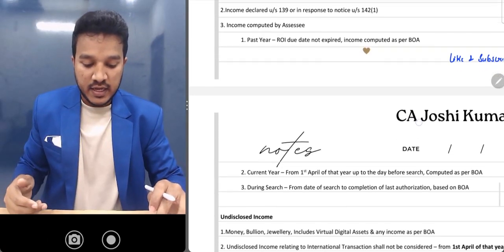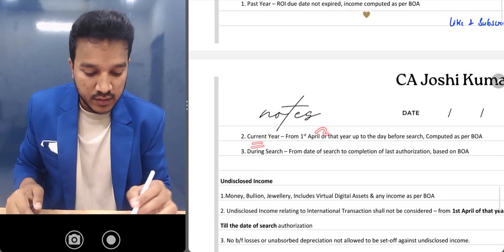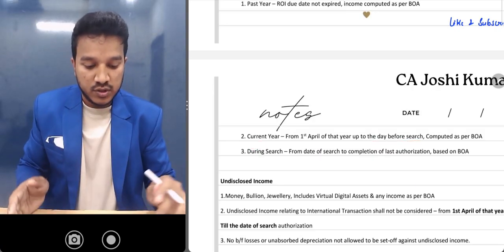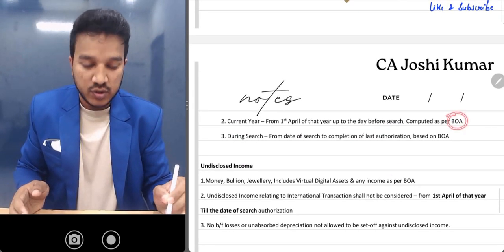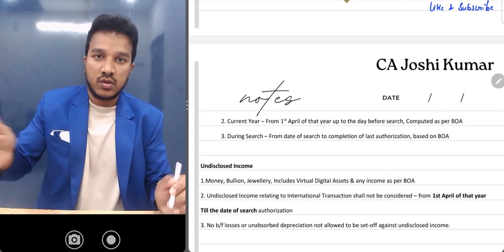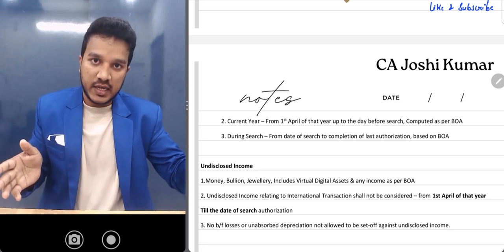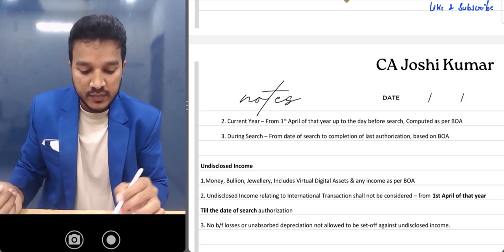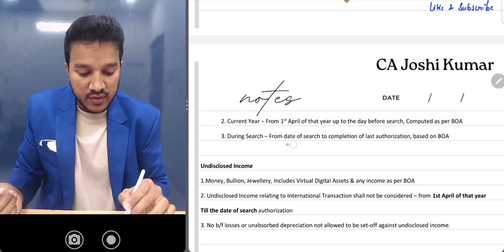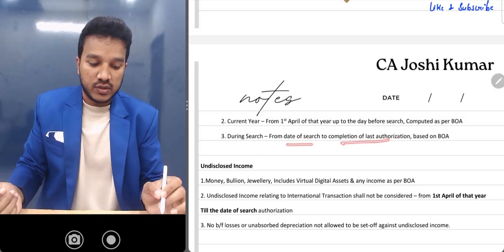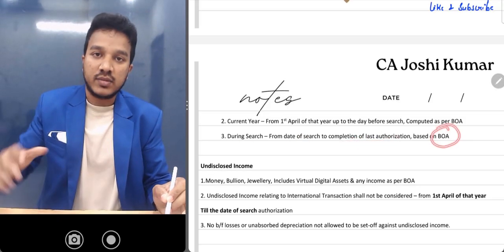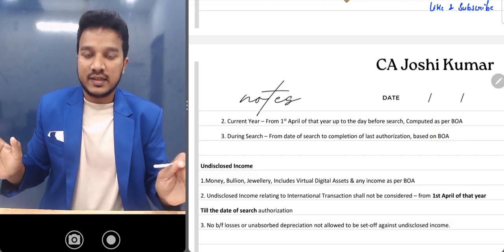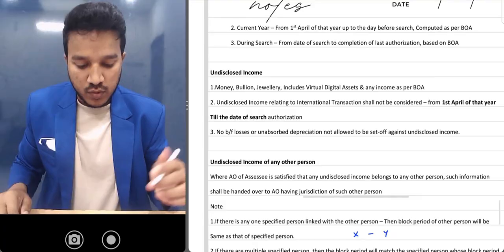Okay, and then the second one is the current year from 1st April to the day of search. Till the day of search, whatever income is there in the books of accounts, you should not treat that as undisclosed income, because anyways next year when his due date comes he will file the return of income based on his books of accounts only. Clear? And then during the search also, from the date of search till the last date of authorization, whatever income you see in his books of accounts shall not be considered as undisclosed income. Clear? Easy? Okay, what is your undisclosed income?